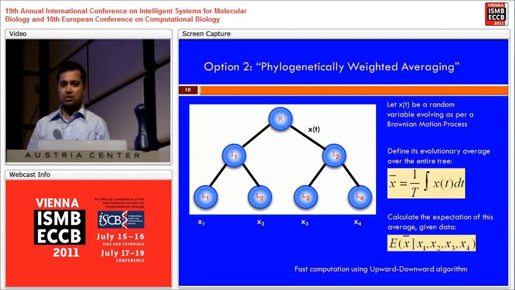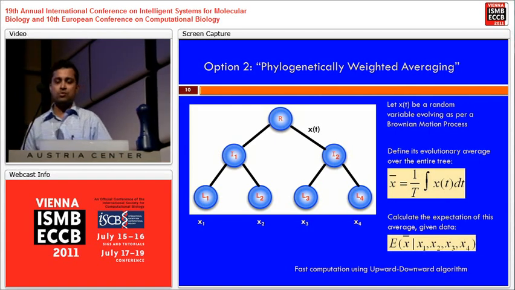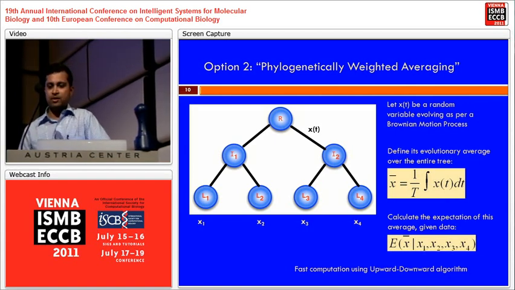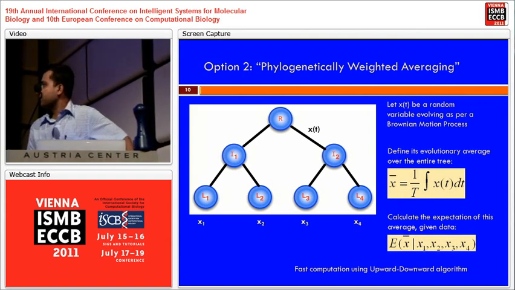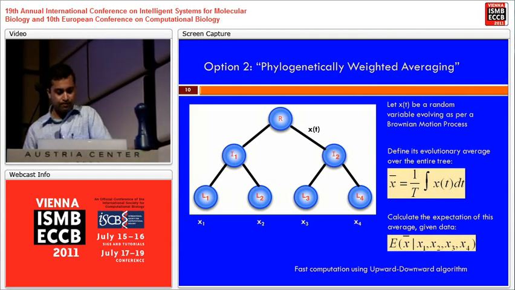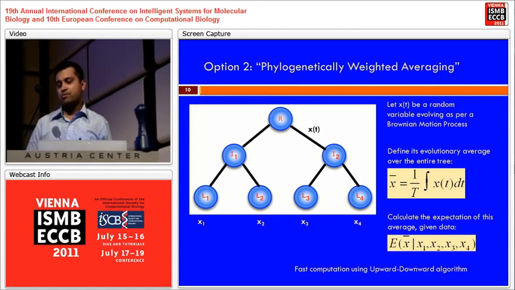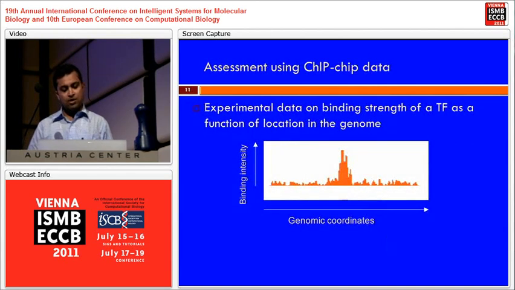And by the way, this idea is not new. It was used in bioinformatics by Stone and Sidow in 2007, and our contribution was to come up with a faster implementation using the upward-downward algorithm. So once we have a score like this that combines multi-species information and gives you one profile for a motif's presence in the genome, the first thing to do is to see if it's working well.